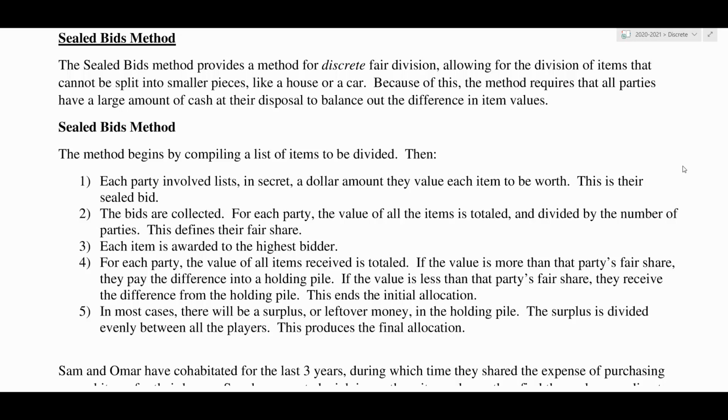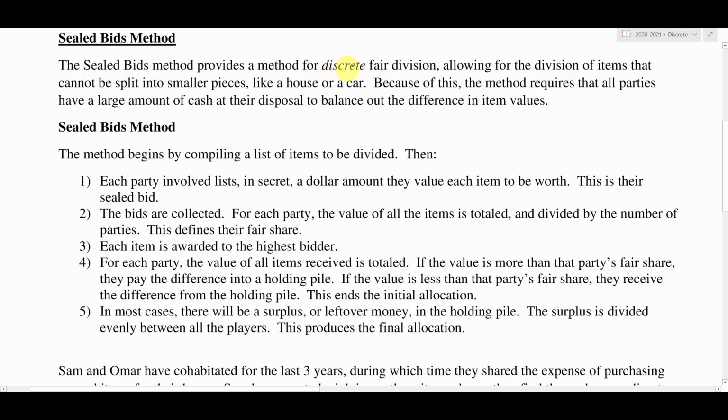Hello everyone, welcome back. Today we're going to continue talking about fair division methods, and today we're going to introduce the sealed bids method. The sealed bids method is a nice method because it allows us to tackle the other type of division, which is called discrete fair division.